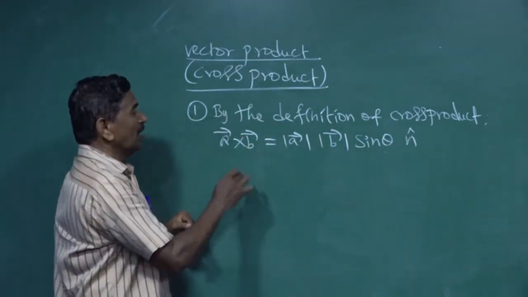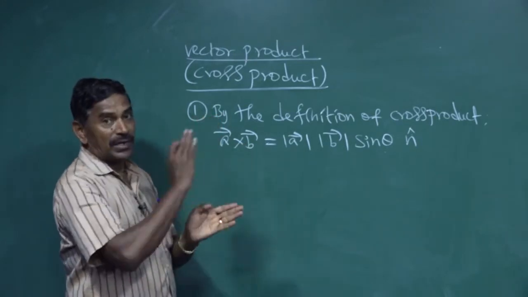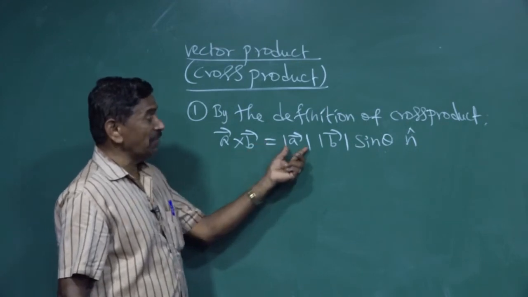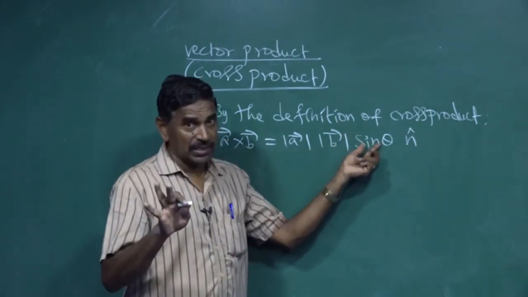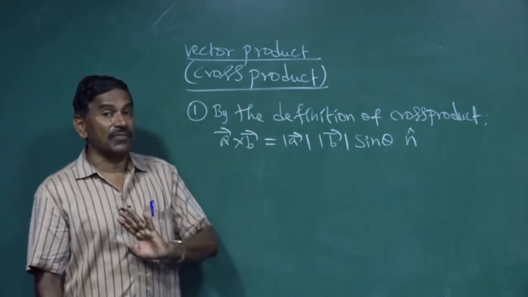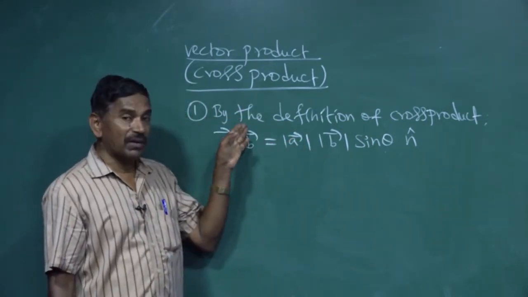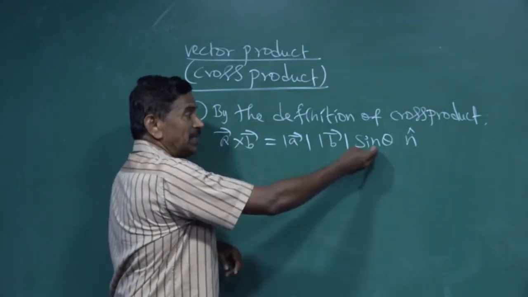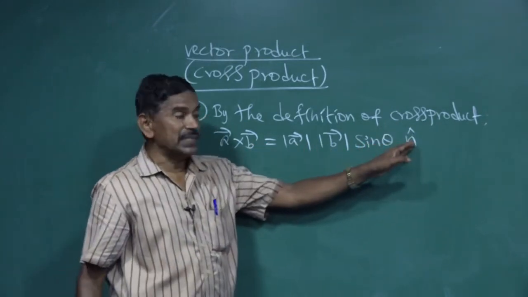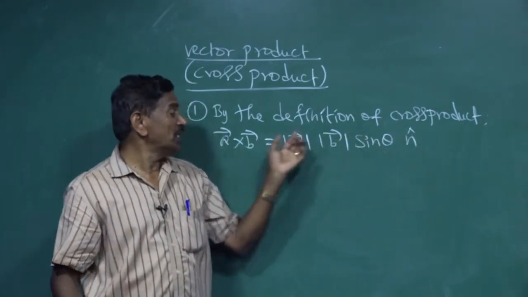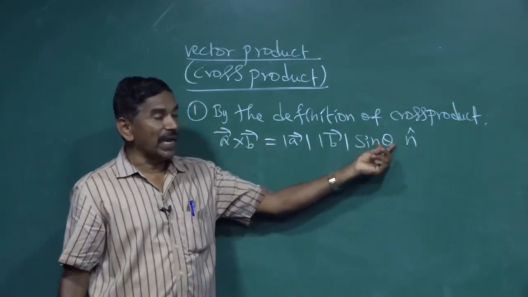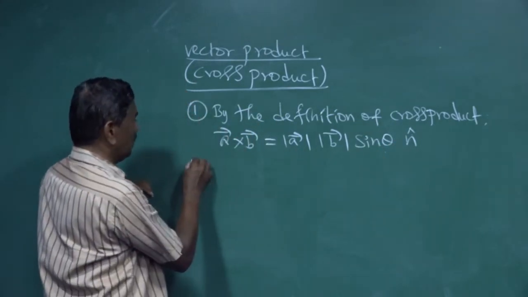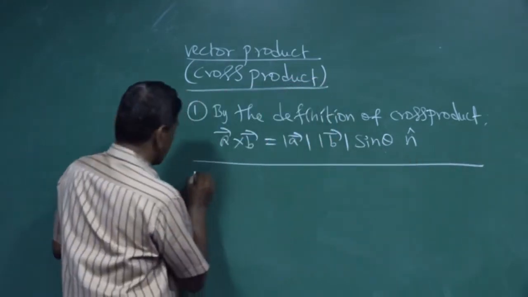Now listen, the difference between dot product and cross product. Dot product means A vector dot B vector is equal to modulus A vector into modulus B vector into cos theta. But the definition of cross product is A vector cross B vector equal to modulus A vector into modulus B vector into sin theta into n cap, where n cap is the unit vector perpendicular to both A vector and B vector, and theta is the angle between A vector and B vector. So the first one is completed. Now come to the second.